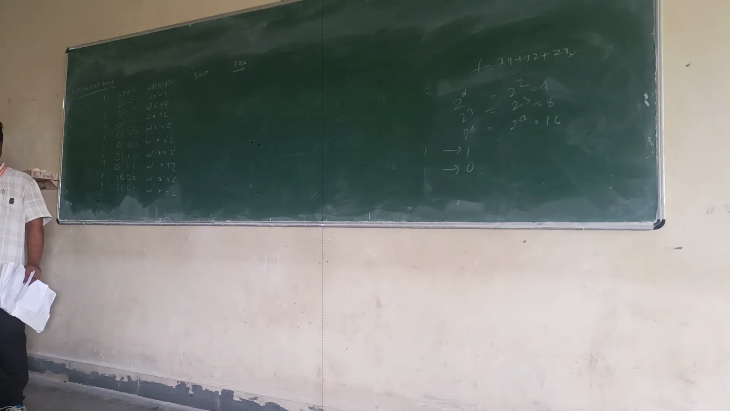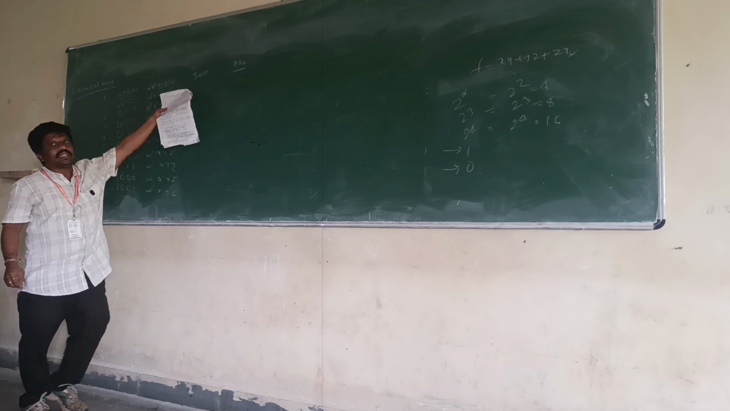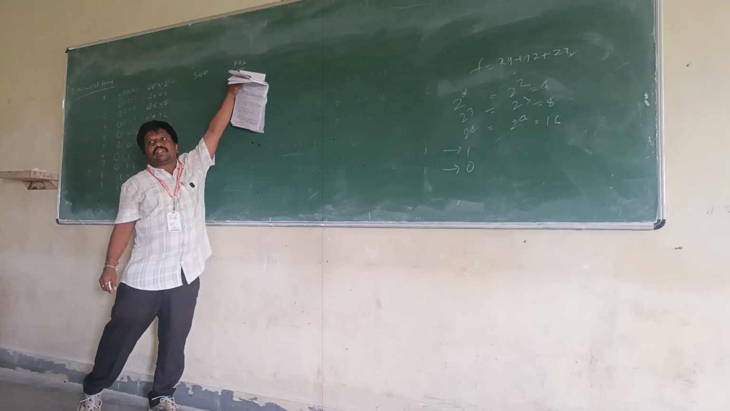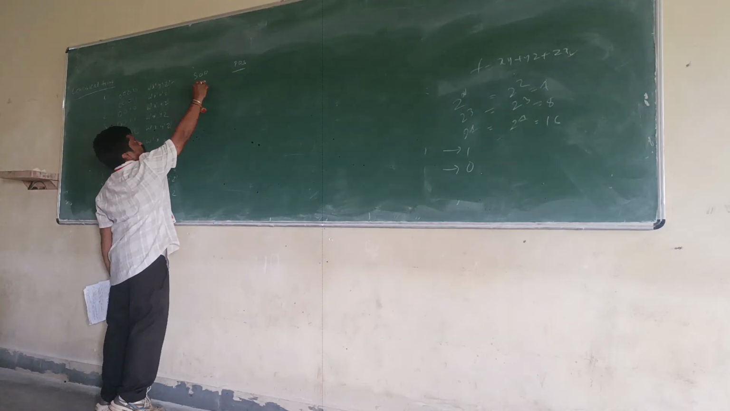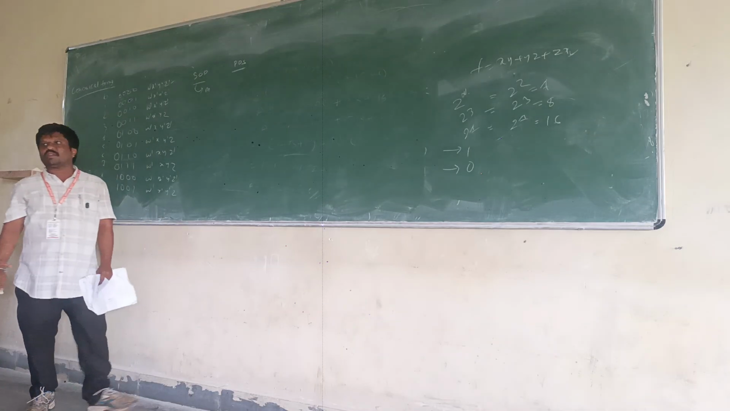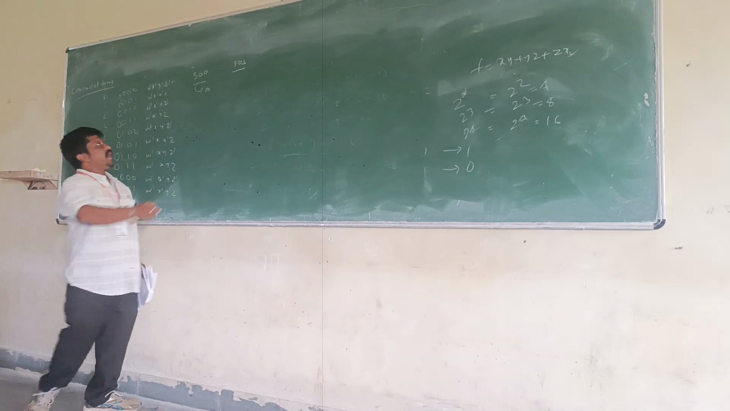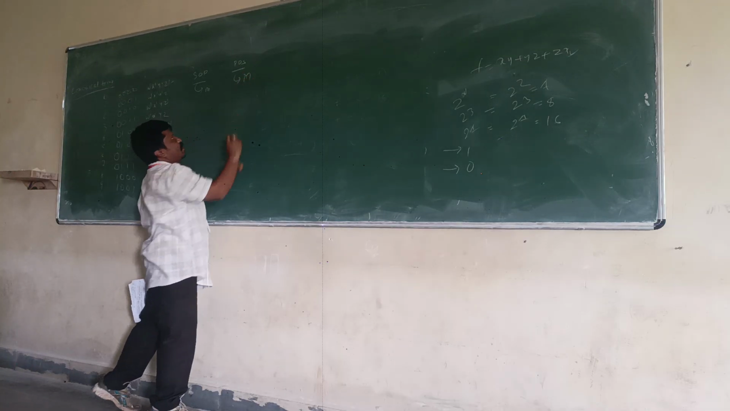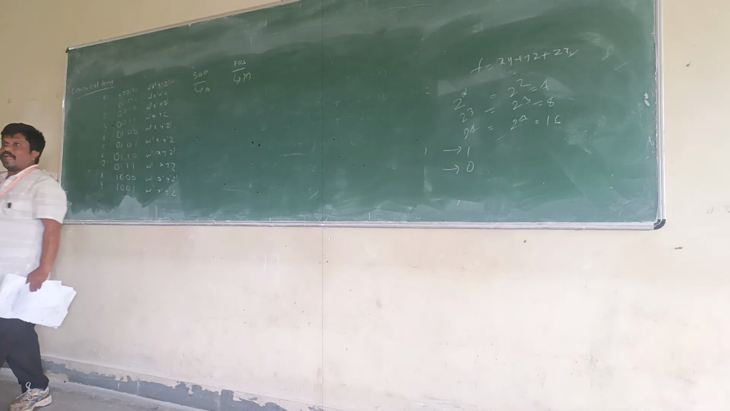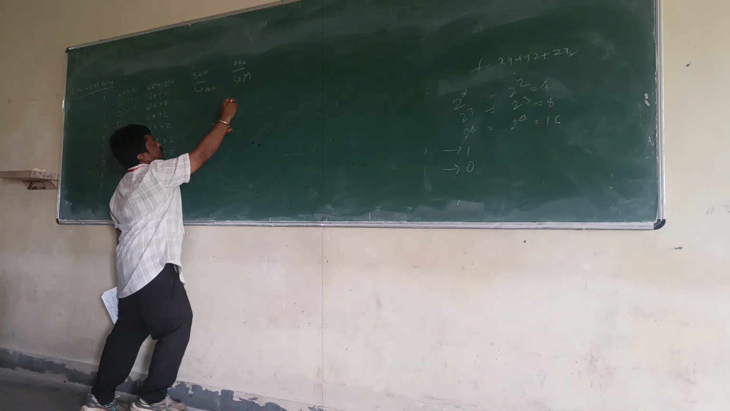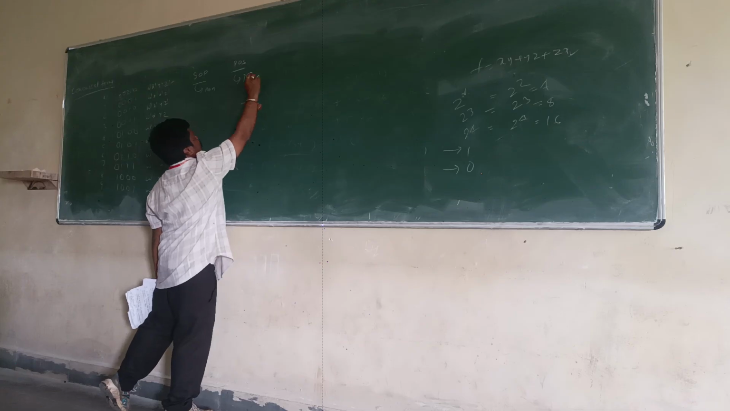The SOP is the sum of products form, and the other is the POS, the product of sums form. The sum of products form is named with the small letter m. POS, the product of sums form, is named with the capital M. Max terms. This is the min terms. This is the max terms.